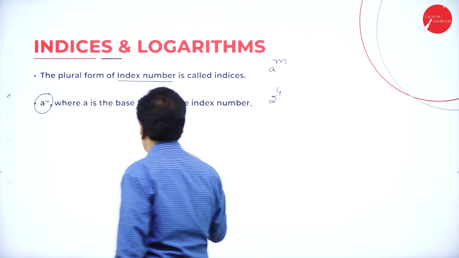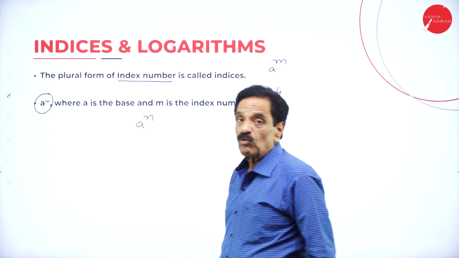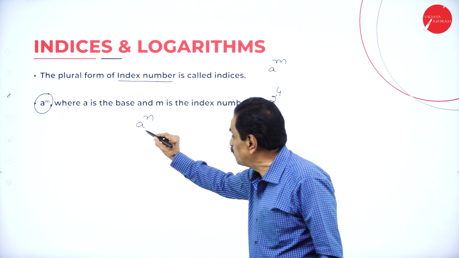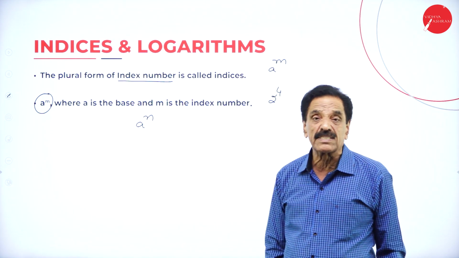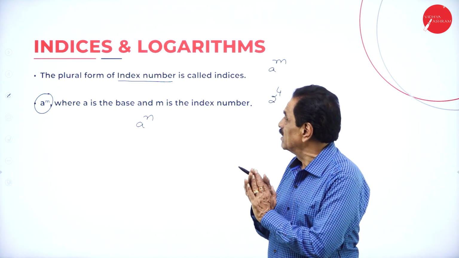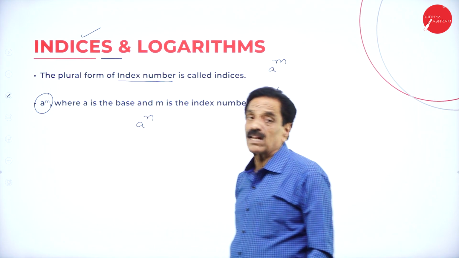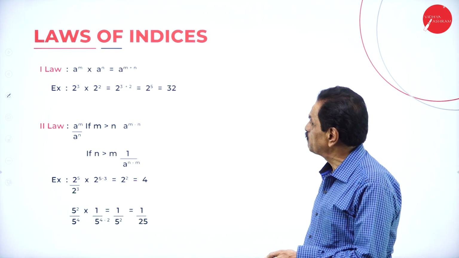So if we write a to the power of n, n is the index number, a is the base. The plural of the index number is called indices. We have got certain laws for today. We are going to deal only with indices. We have got certain laws for indices. We'll go one by one slowly.